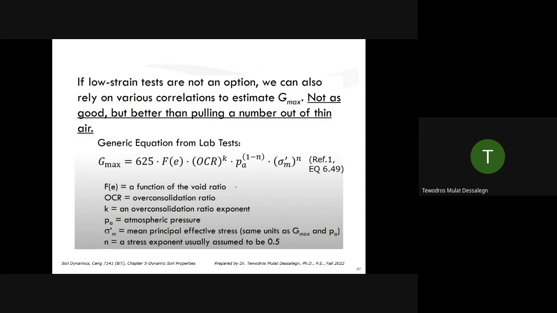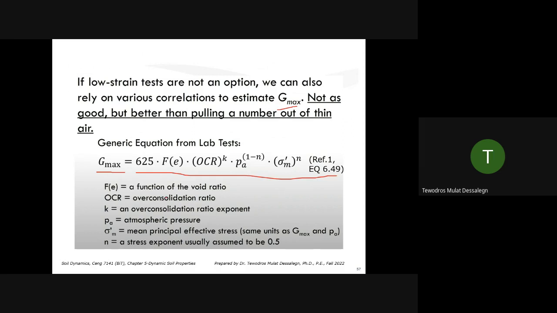If you don't have Gmax from a lab test or field test, there are correlations you can use. If low strain tests are not an option, we can also rely on various correlations to estimate Gmax. Not as good, but better than pulling a number out of thin air. So there are generic equations from lab testers trying to estimate the Gmax value. Different researchers provided different equations for different kinds of soils and environmental conditions.